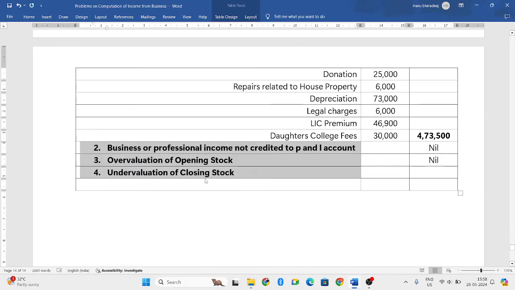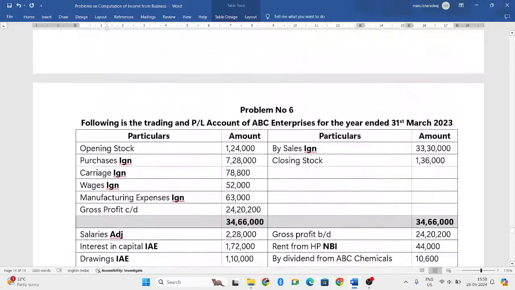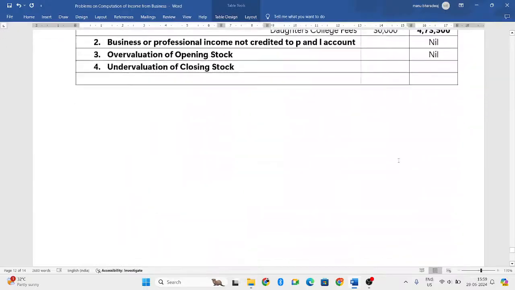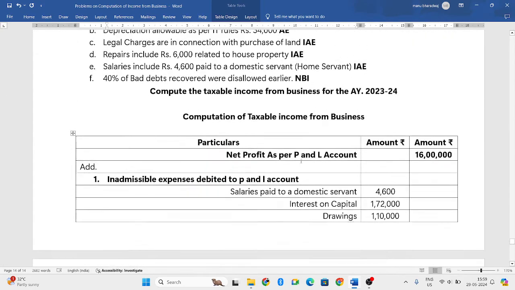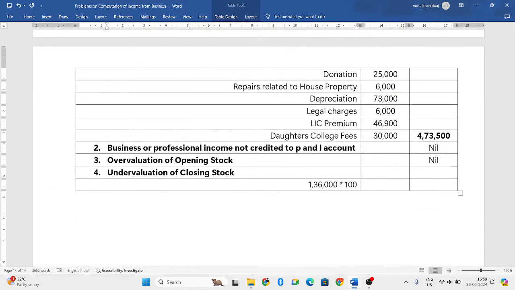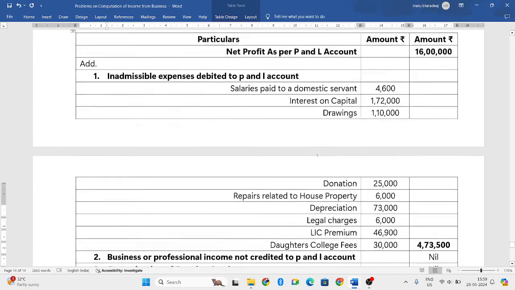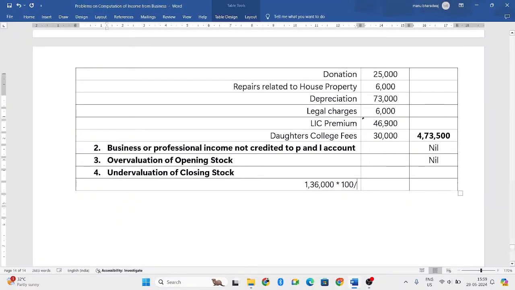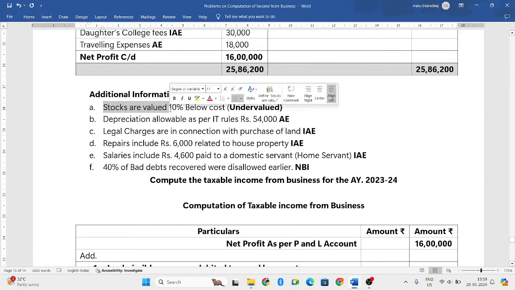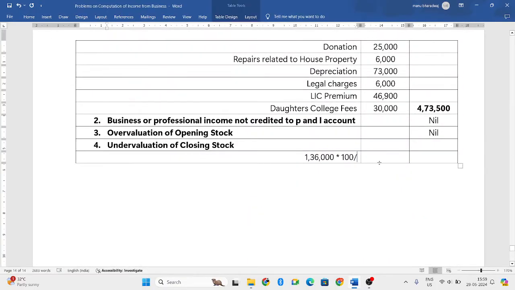So now let us try to calculate that. What is the value of closing stock? Value of closing stock is 1,36,000. So value of closing stock is 1,36,000 into, we want it for 100%, but what is the percentage? It is undervalued, they said. So actually we needed 100%, but it is not 100%, it is undervalued by 10%. That means this 1,36,000 is only 90%, but we want the value of 100%.